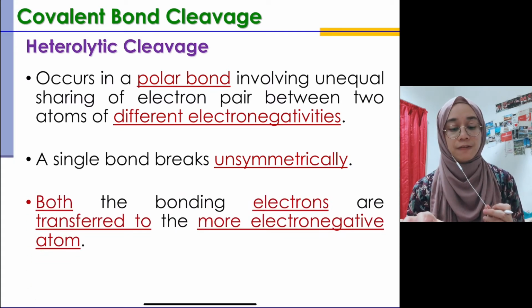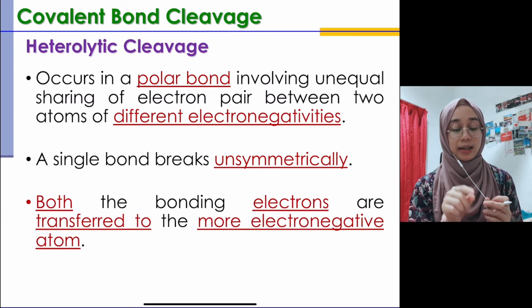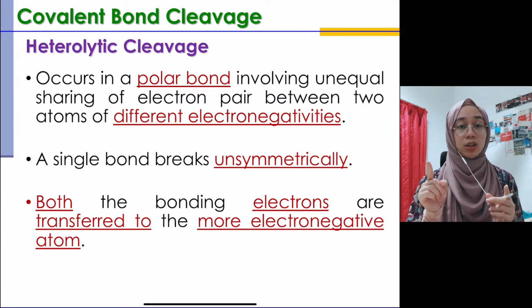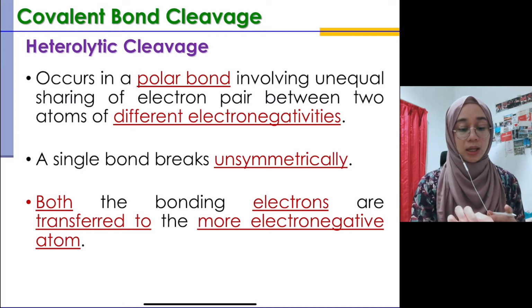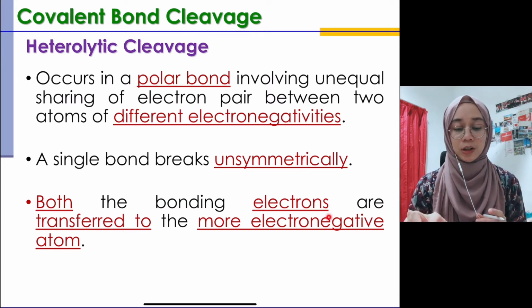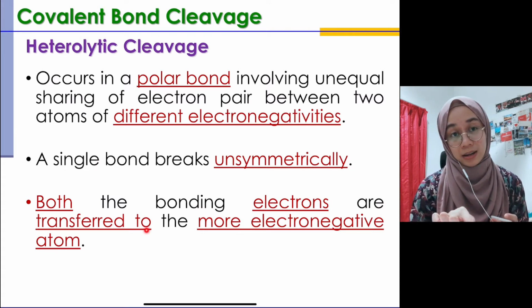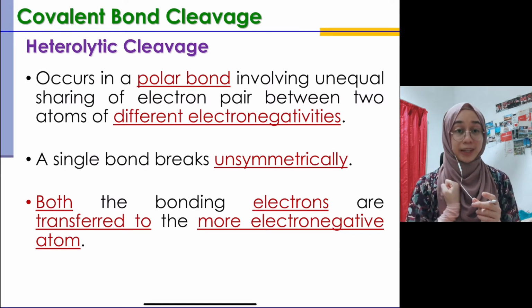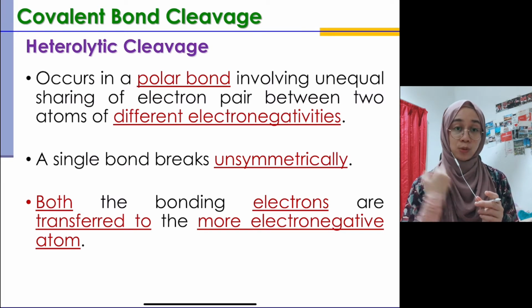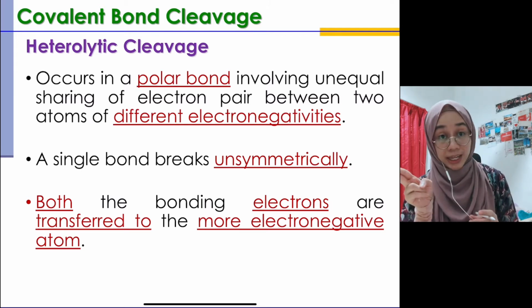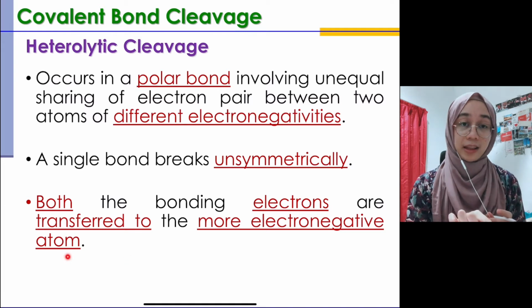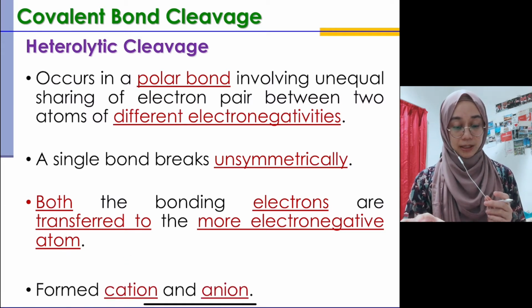Okay, so kat sini instead of satu elektron one side, satu elektron one side, so apa berlaku adalah dua-dua elektron tu nanti, so both the bonding electrons, they are transferred to the more electronegative atom. Okay, sebab more electronegative atom ni lagi kuat, dia akan tarik elektron pergi ke arah diri dia. So that is why nanti dua-dua elektron tu bergerak ke one side. Okay, side yang mana? Side that has a more electronegative atoms. Okay, so kita tengok example lah.